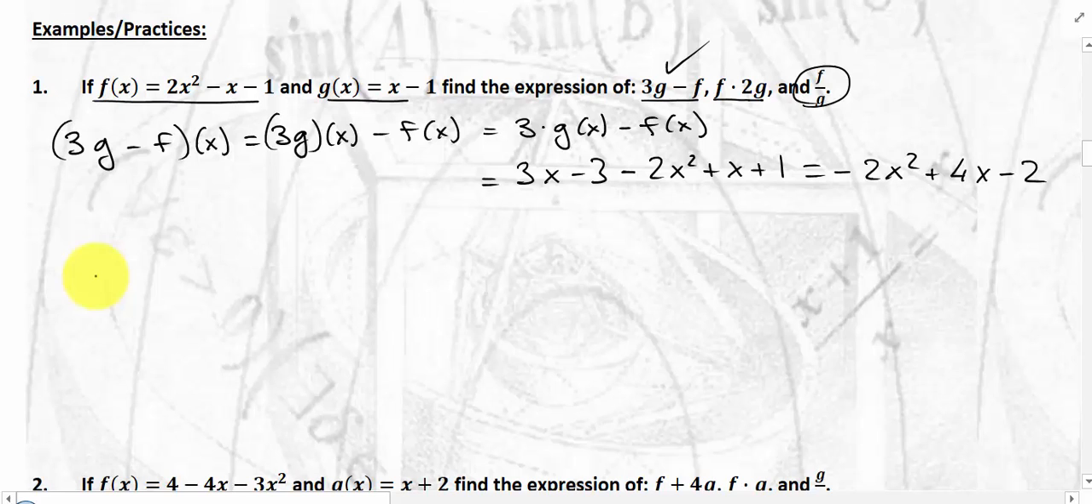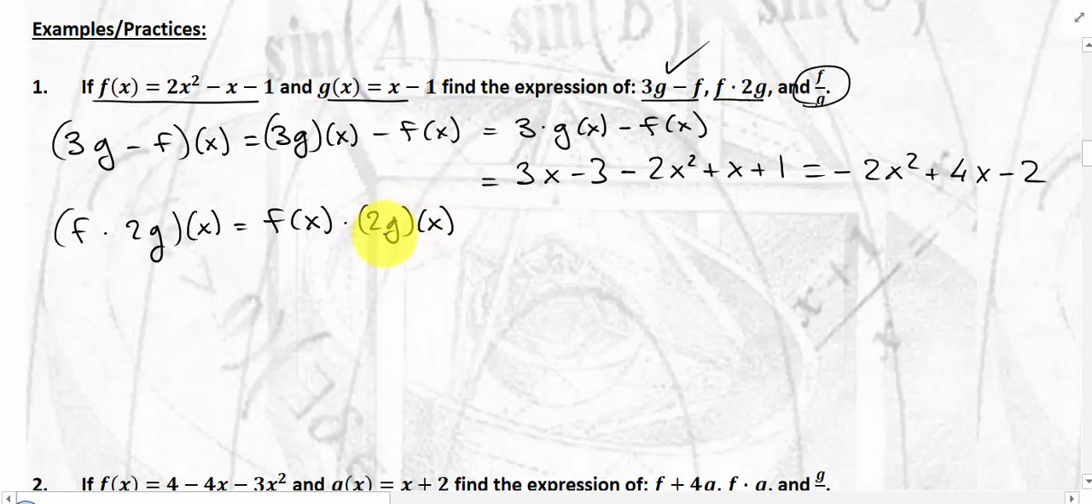Second one, f times 2g. So f times 2g. This is a product of two functions, right? It's a function f multiplied by the function 2g.